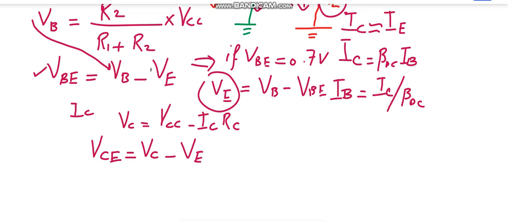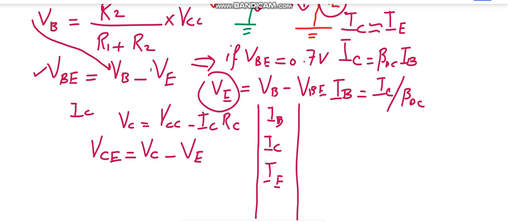In this way, you have determined all the parameters of the transistor in the voltage divider bias. You have the value of IB, you have the value of IC, and you have the value of IE. You know all the currents flowing through the circuit. Similarly, you know the values of VB, VC, VE, and ultimately you know the value of VCE as well.